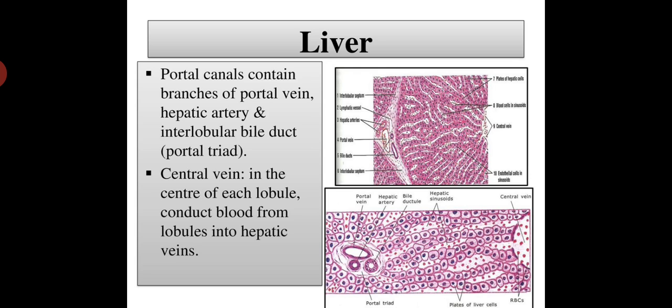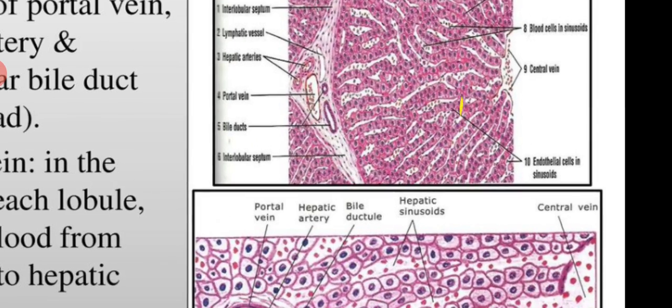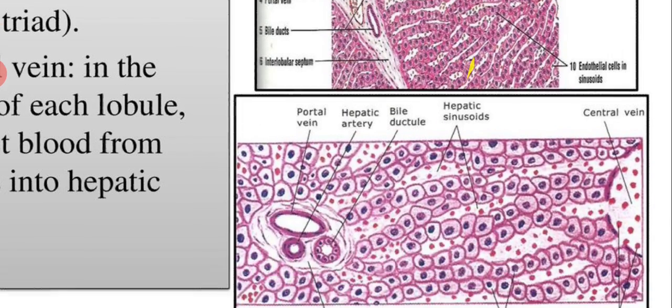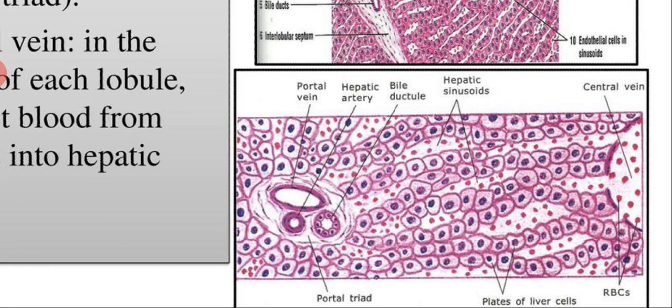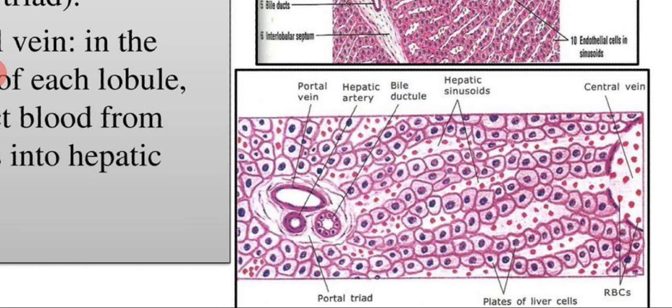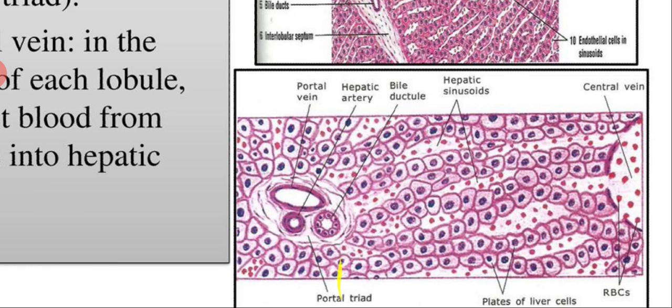The portal canal contains branches of the portal vein, as I mentioned earlier, a hepatic artery and an interlobular bile duct, that is the portal triad. The central vein, in the center of each lobule, as I have shown in the previous slide, conducts blood from the lobules into hepatic veins. So here in this enlarged view of this liver section, you will observe this hepatic triad here: portal vein, hepatic artery, bile duct, and this whole thing is referred to as the portal triad.